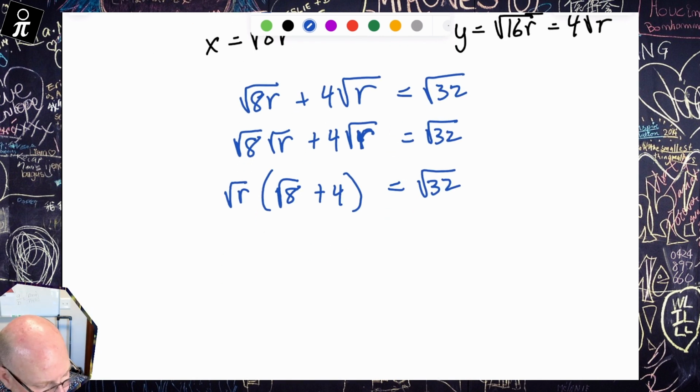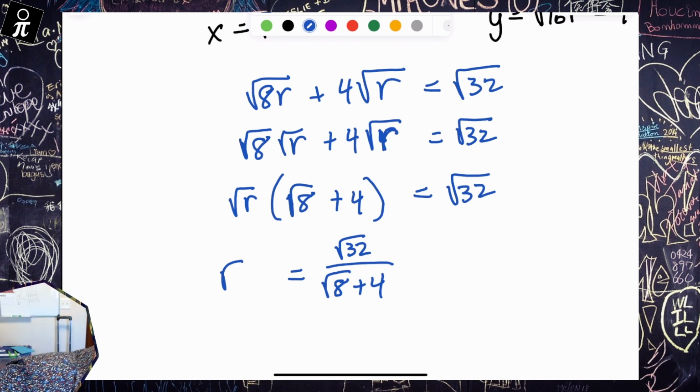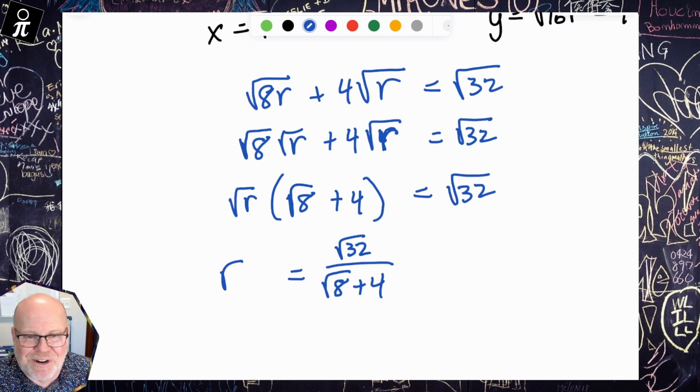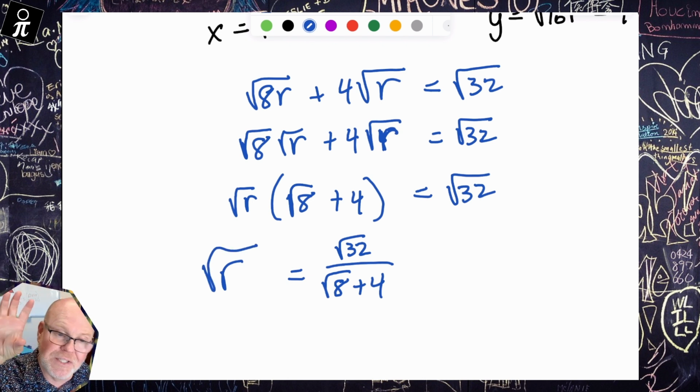Well, and then we can divide both sides by that square root of 8 plus 4. And so we end up with r is equal to the square root of 32 over the square root of 8 plus 4. Oh, no, that's the square root of r is equal to the square root of 32 over the square root of 8 plus 4. So now what do we have to do?